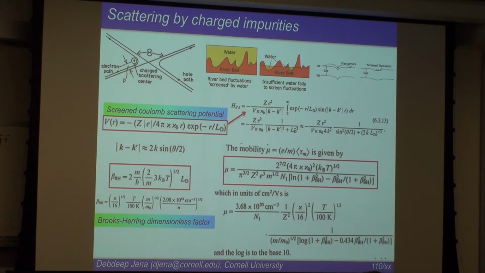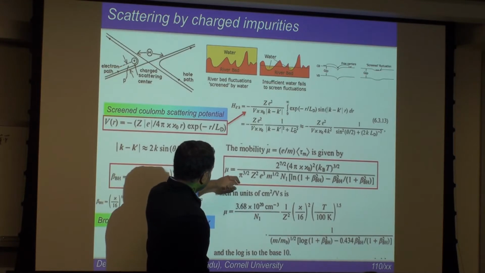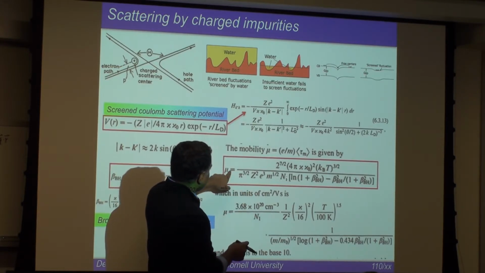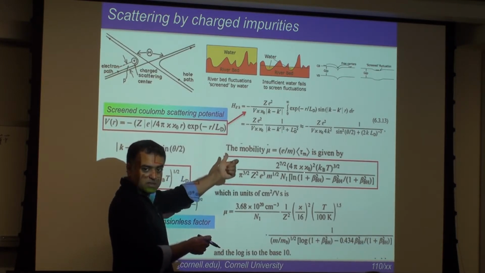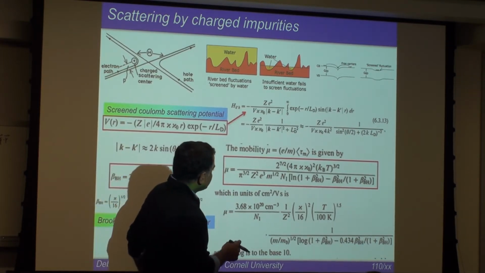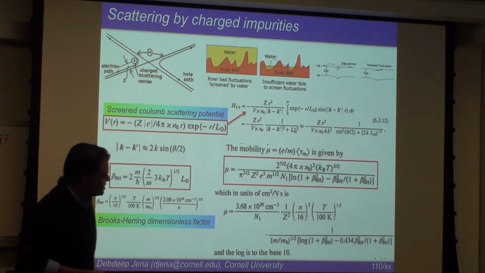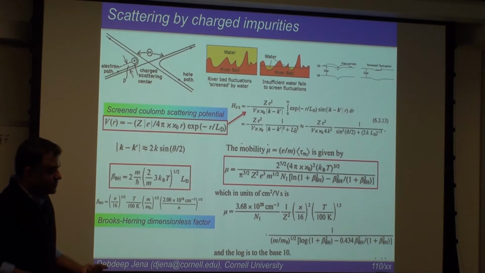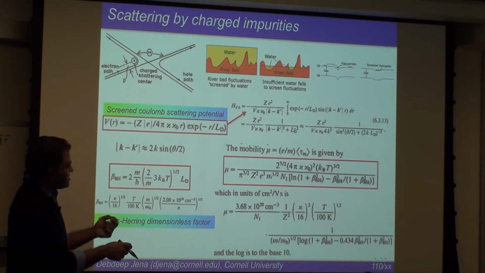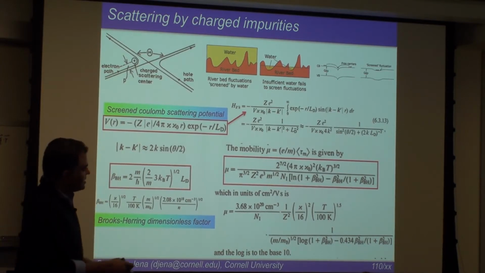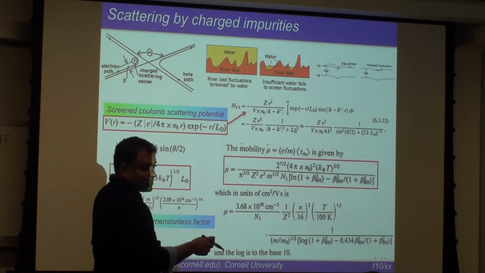It looks like too many factors here, but I think most of them should make some sense. Mobility is again inversely proportional to the impurity density. The more the Coulomb impurity, the lower the mobility. It's inversely proportional to the square root of the effective mass. The lighter the electron effective mass, the higher the mobility. For two semiconductors with the same impurity density, the one with the lighter mass will have a higher mobility. That's it. The more the dielectric constant of the semiconductor, the more the mobility, as a square.